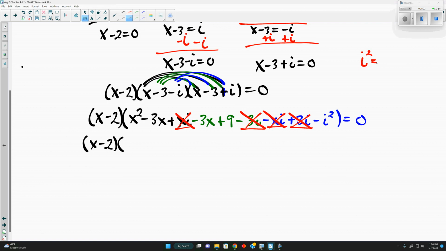Now what is i squared? Negative 1. i squared is negative 1. But what we have is negative i squared, which is really saying we have negative 1 times negative 1, which is positive 1, yes? So we can mark it out and say plus 1. Well, we have x squared. Negative 3x minus 3x is negative 6x. 9 plus 1 is plus 10.